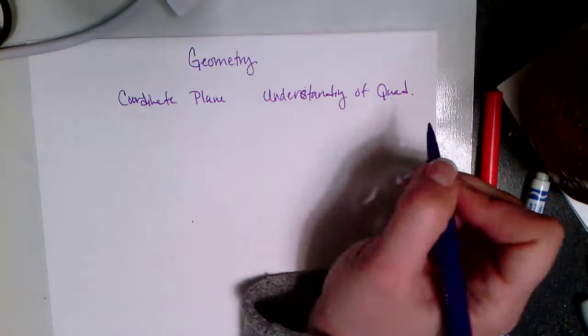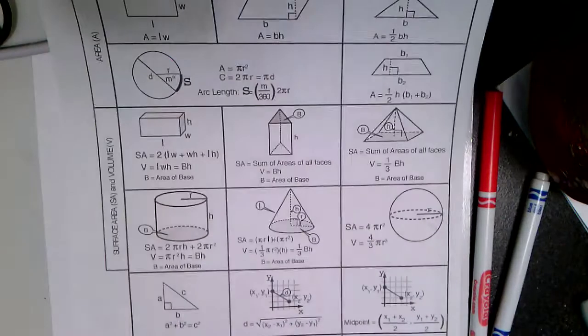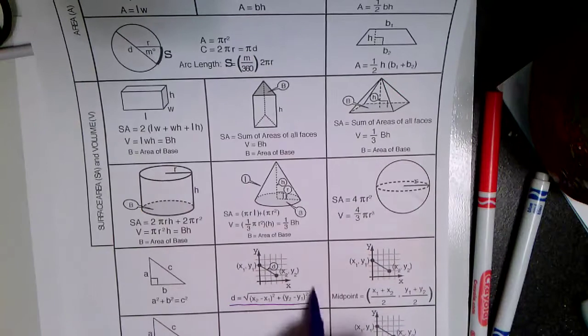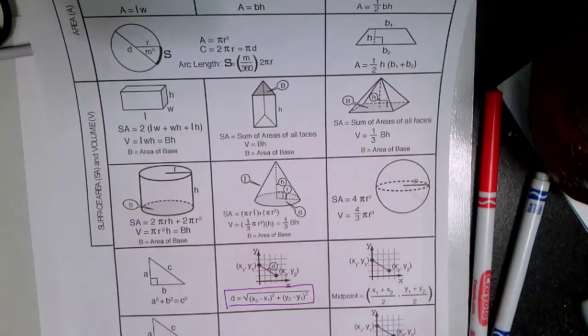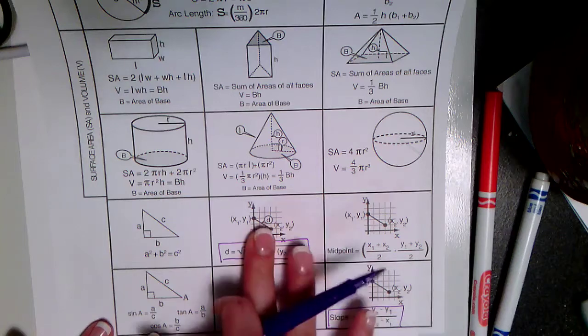For your coordinate plane, there's going to be two pieces that you need, and those are both going to be on your high school formula worksheet. If you look down here at the bottom, you're going to want to use the distance formula and also the slope formula. So those are both down there at the bottom, and those are the only two that you're going to be using for this problem.